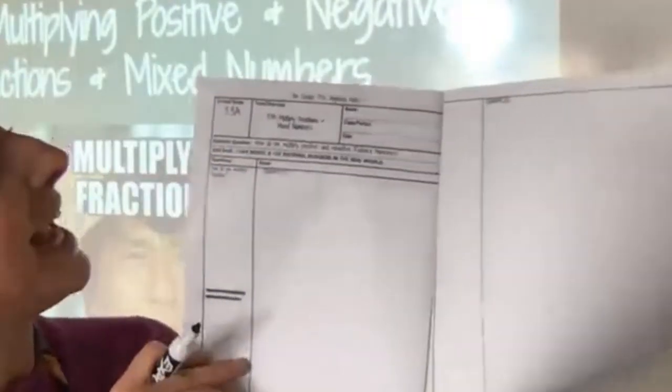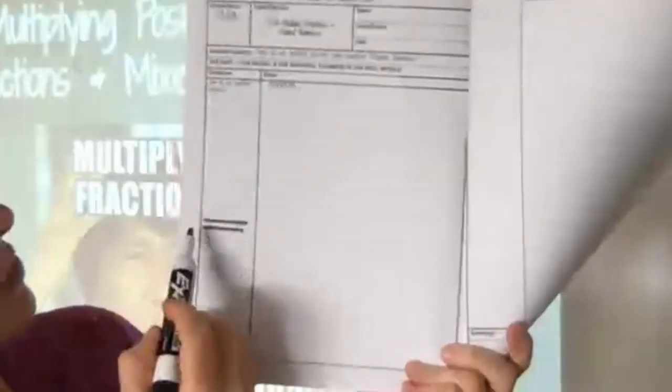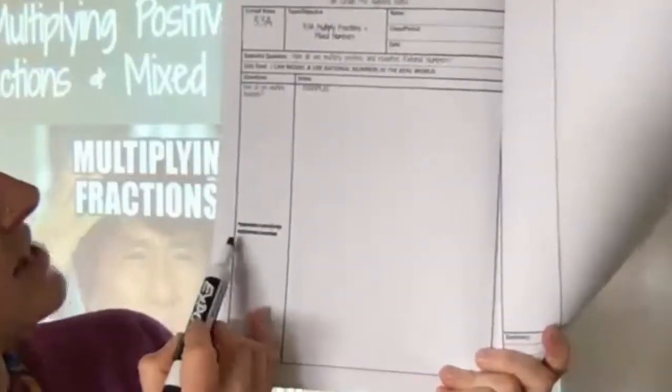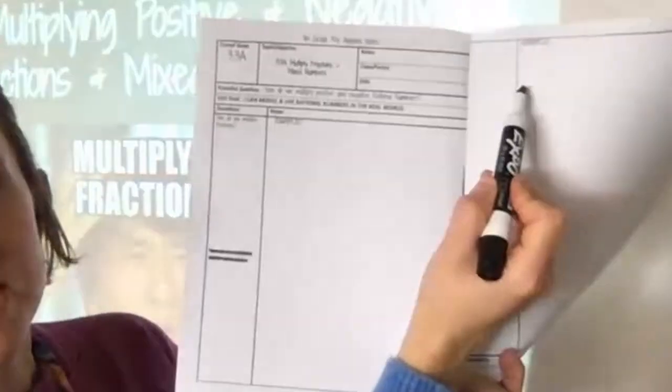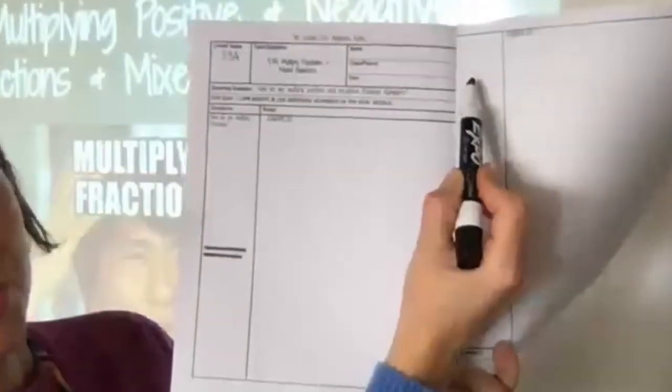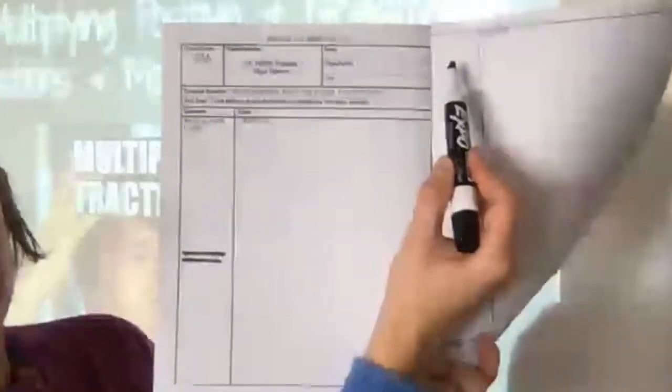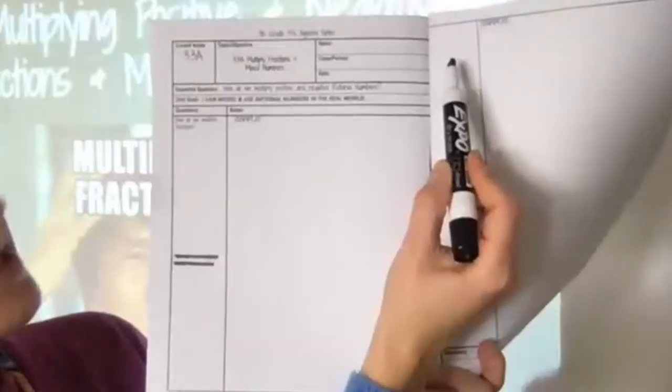In your note packet, open up to 3.3a, multiplying fractions and mixed numbers. You'll see that you have 2 blank sheets. We are going to move this question that says, how do we multiply mixed numbers, over onto the second sheet of our notes. So will you write that question on the second sheet of your notes right up here? How do we multiply mixed numbers?